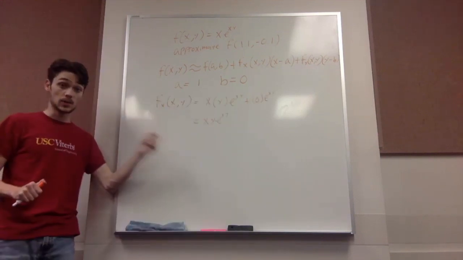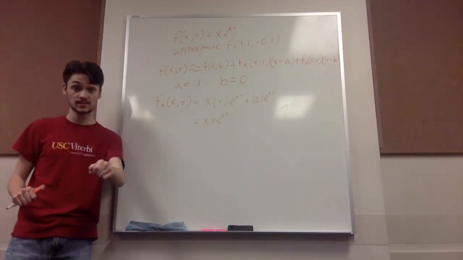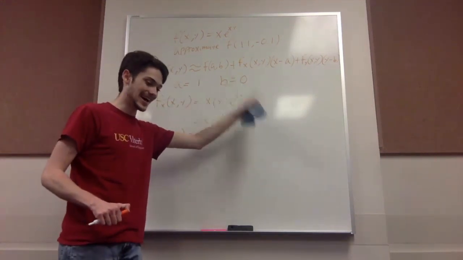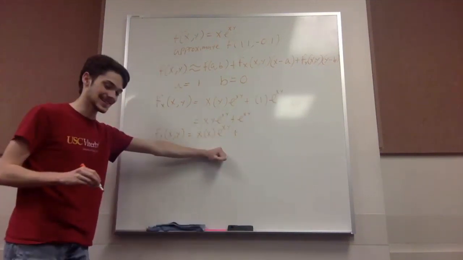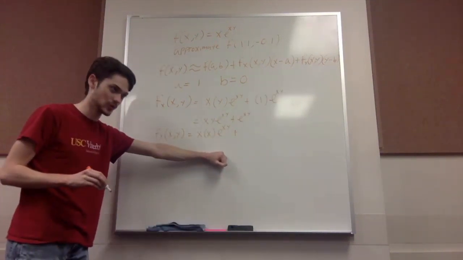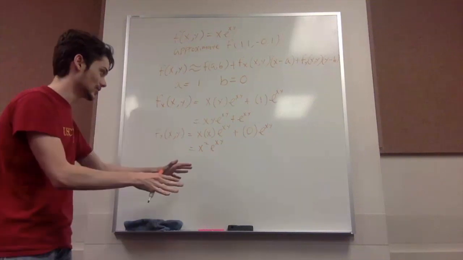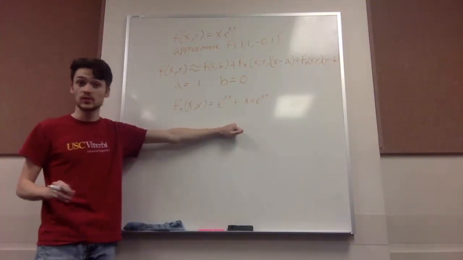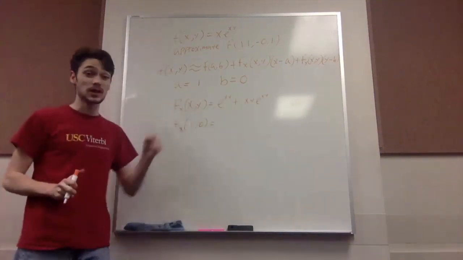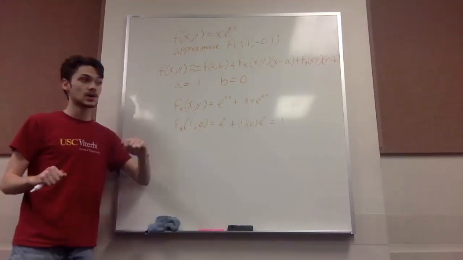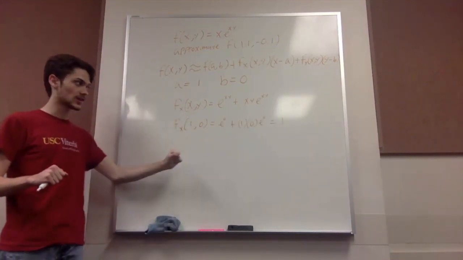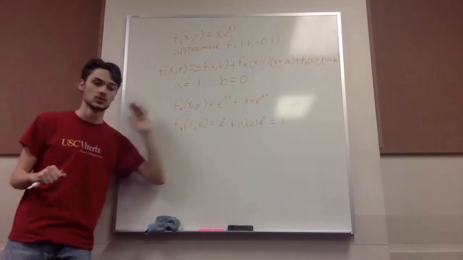We find our partial derivative with respect to x. I made a mistake here. X is not constant. Let's actually compute the partial derivative with respect to y now. There we go. Let's start with our partial derivative with respect to x, and plug a and b into it. We get that the partial derivative with respect to x at (1, 0) is equal to 1.